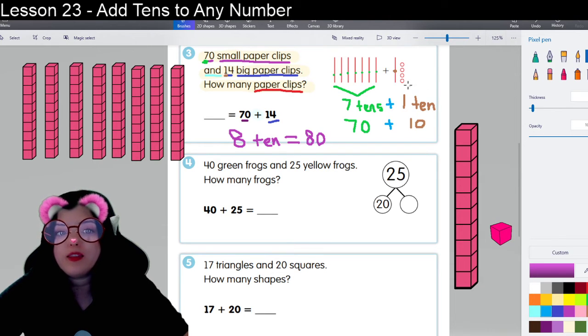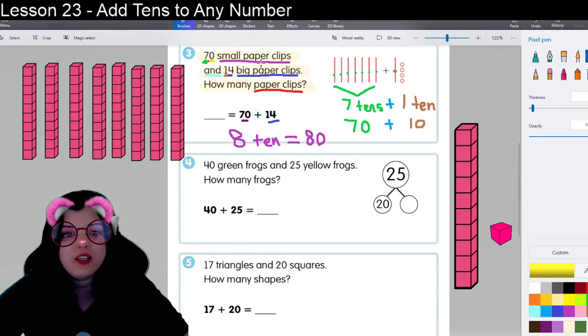Next, we're going to want to add the ones. How many ones in the number 70? Do you see any ones? Do you see any circles for 70? In your ones place, what number is that? 0. There are 0 ones in 70. How many ones in the number 14? Look at place value. How many ones in the number 14?